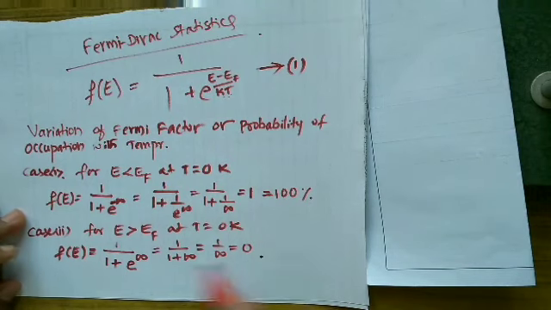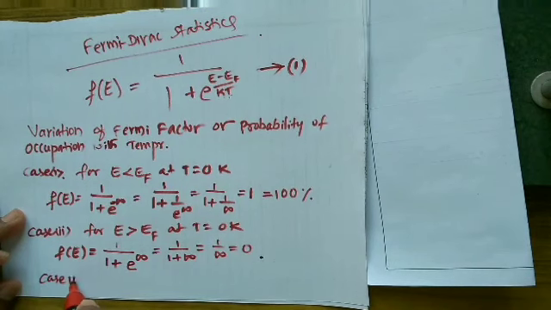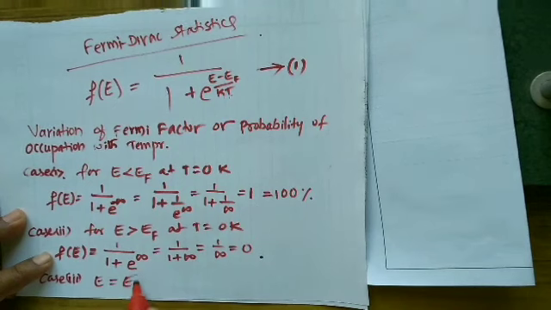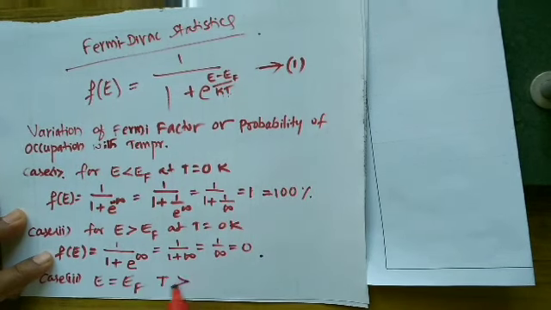Now in the third case, assume that E is equal to EF but T is greater than 0 degree Kelvin.